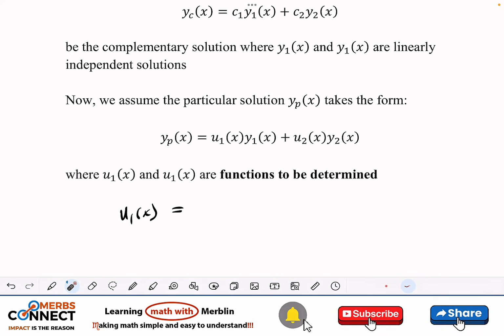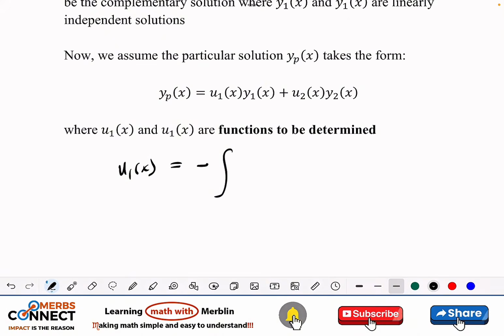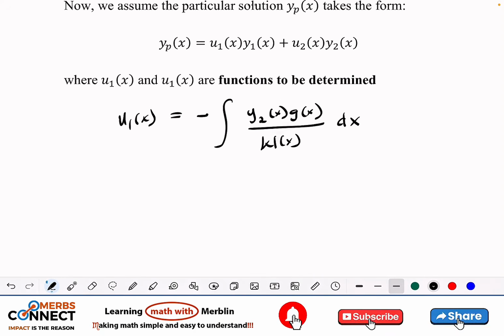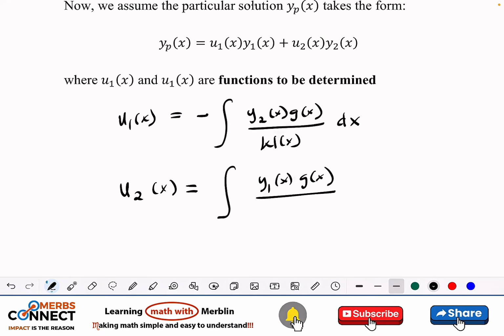U1 is equal to minus. I just did the proof and then I had the formula. So I just want to give you the formula, then you'll be using it. So u1 is equal to the integral of y2 of x times g of x divided by the Wronskian W of x. I'll show you the Wronskian very soon. Then u2 of x is equal to the integral of y1 of x times g of x divided by the Wronskian, dx.